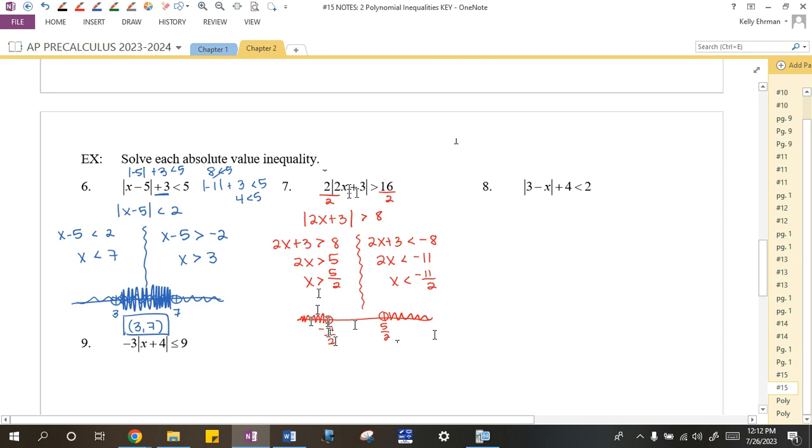Is 2 times the absolute value of 3 greater than 16? No. So this solution set is negative infinity to negative 11 over 2 and 5 over 2 to infinity.